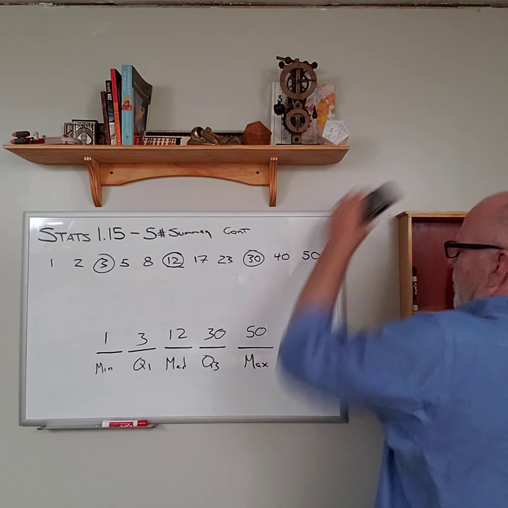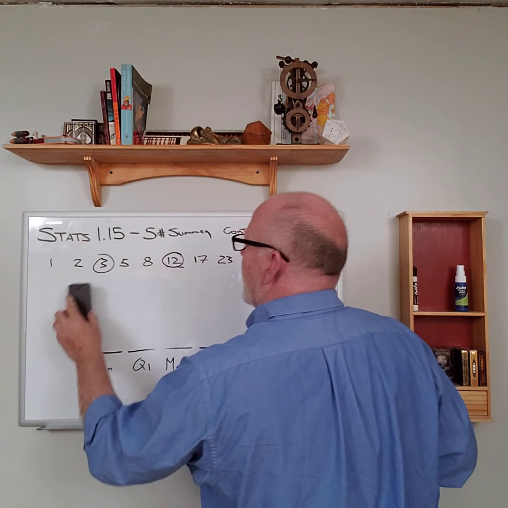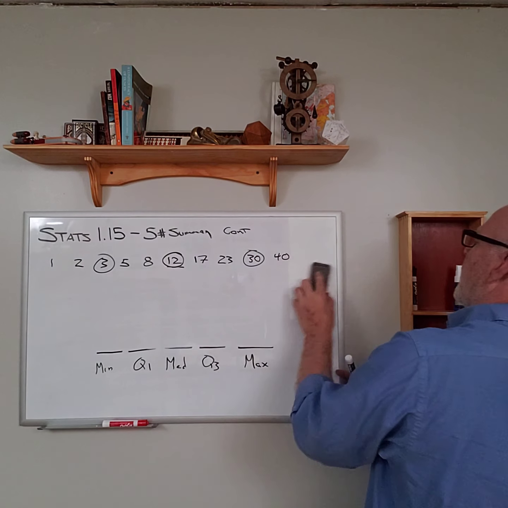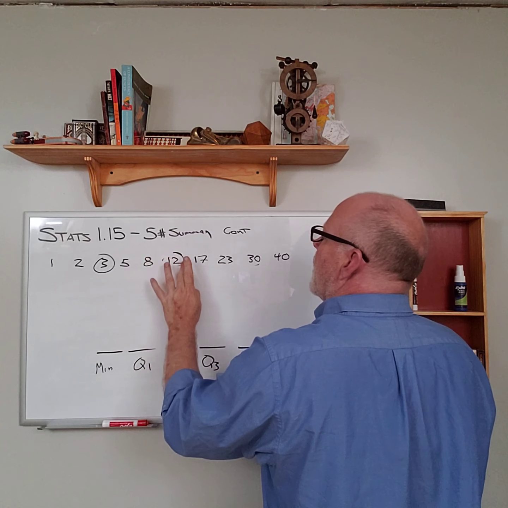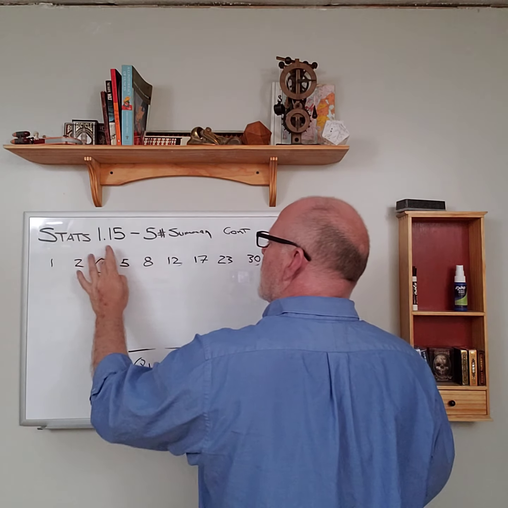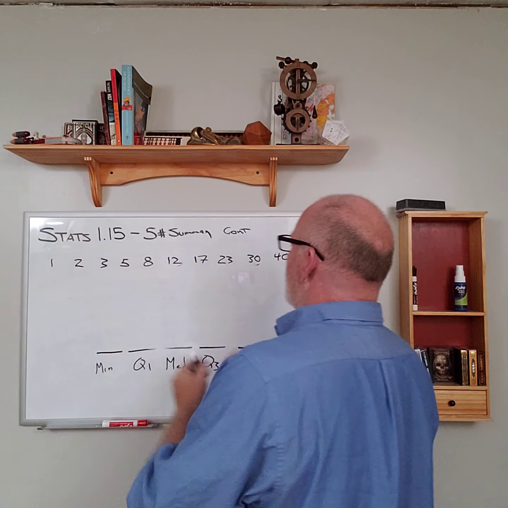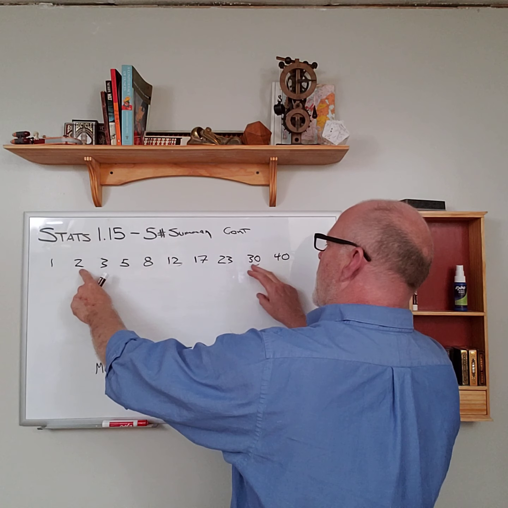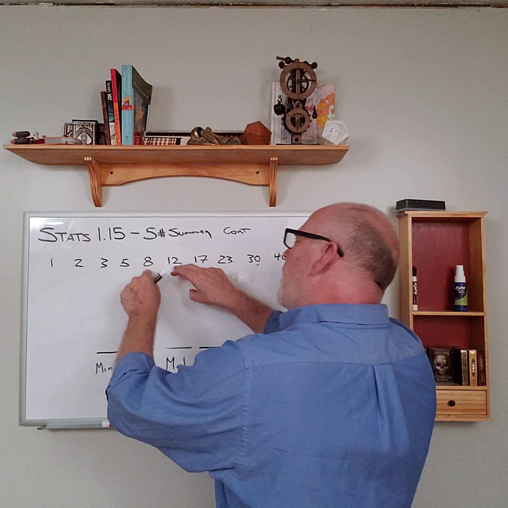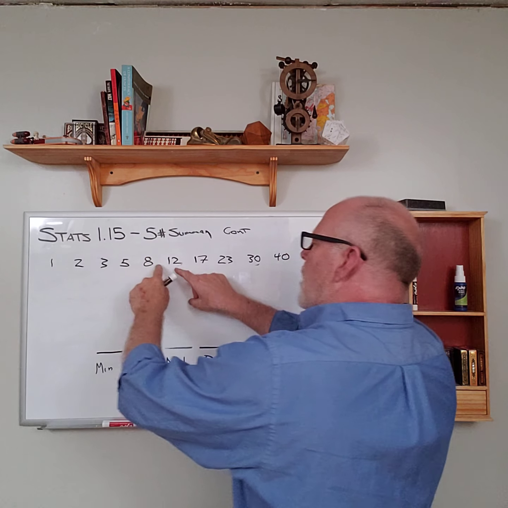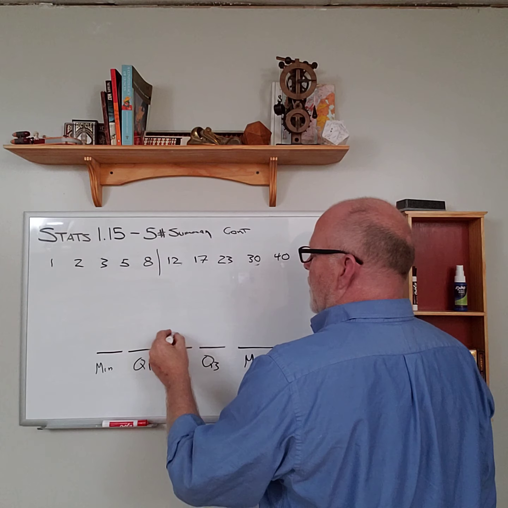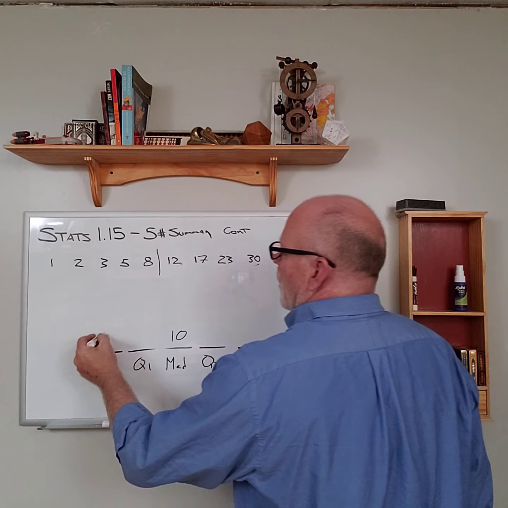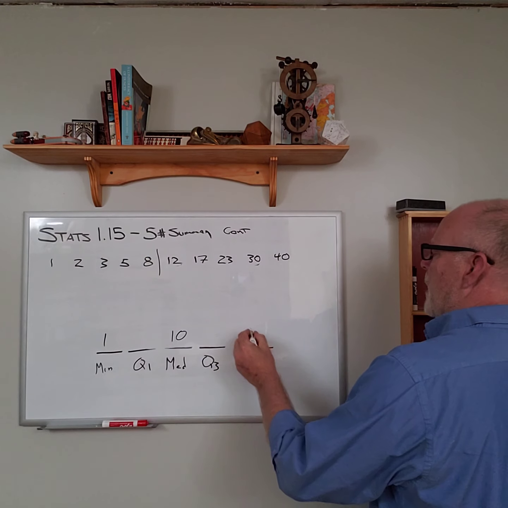But what if we don't? Let's get rid of our 50 here. Let's shrink this data set by 1. Now we've got 10 data points, which means there's not going to be a middle point. So we count in 1, 2, 3, 4, 5. And our 2 middle data points are 8 and 12. We know it's halfway between 8 and 12. That's going to be 10. Our minimum is 1. Our maximum now is 40.